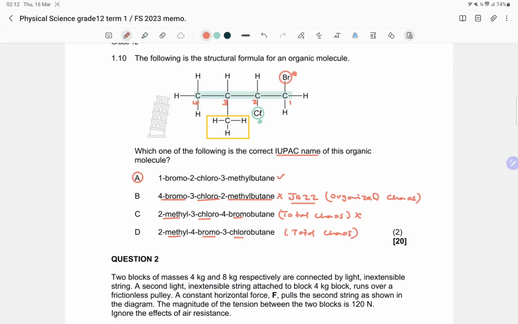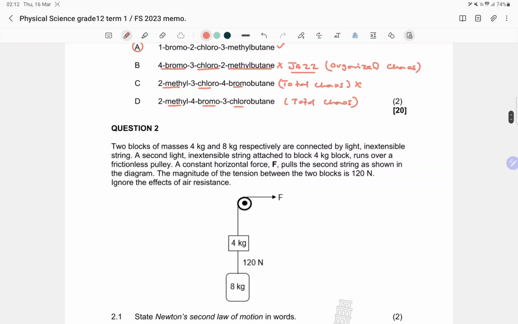So here, it doesn't follow any rules. Remember, this is a rule. It's not a guide. Remember, there's a difference between a rule and a guide. A guide is what you would do when you have nothing else to do, but you're not forced to do it. But a rule you cannot do without, okay? So this is a rule. IUPAC is a rule, not a guide. So you can't just chop and change. Anyway, let's move on. So the answer there becomes A.